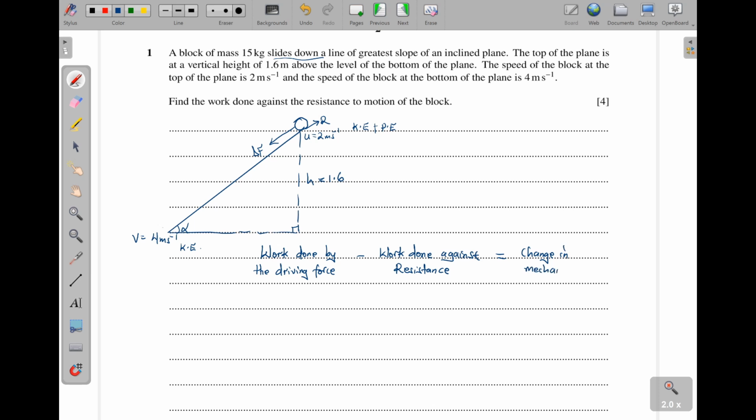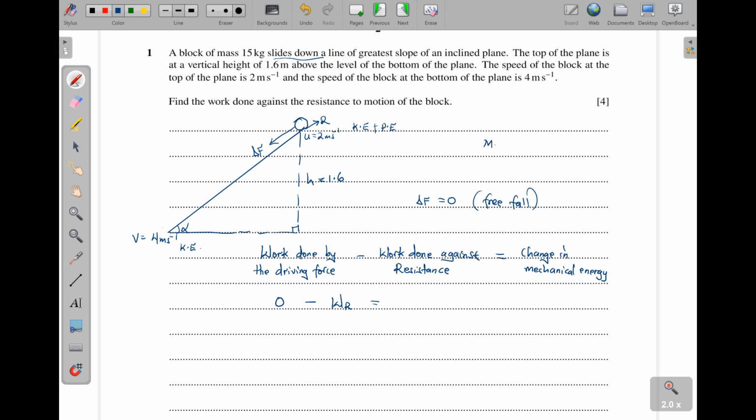Now, since this one is just sliding downwards by itself, there is no driving force. The driving force is equal to 0 because this is free fall. So this one is going to be 0. Then minus work done against resistance, that is the one we are looking for, so let me represent it with WR. And then the change in mechanical energy.